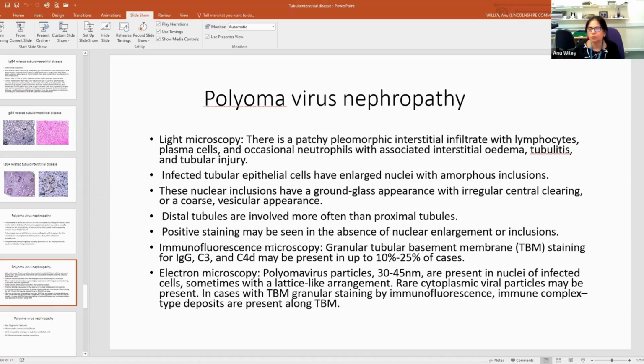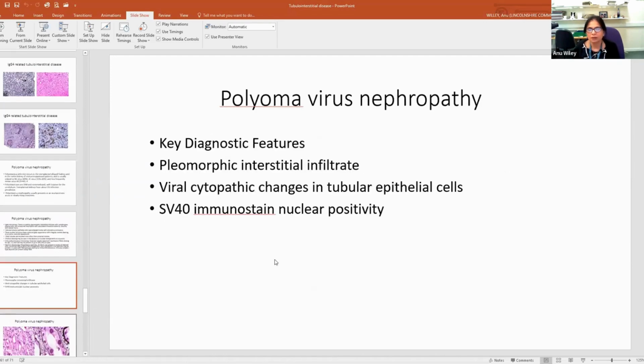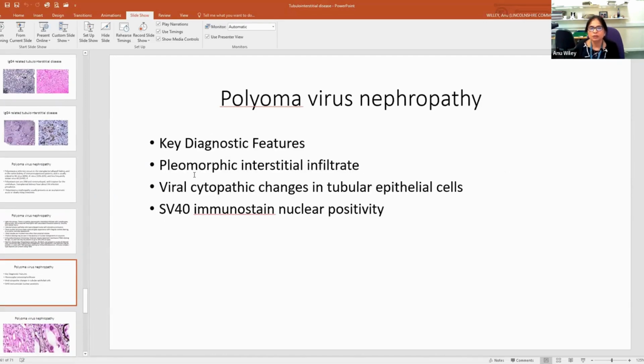We have immunohistochemistry for BK virus for the nuclei that are involved. Immunofluorescence will not show much, apart from some tubular basement membrane staining for certain immunoglobulins. On electron microscopy, you will be able to see the particles, but we rarely do EM on them. We don't really need to. So the key diagnostic features are a pleomorphic interstitial infiltrate, viral cytopathic changes within the tubular epithelial cells, and nuclear staining for BK-SV40.